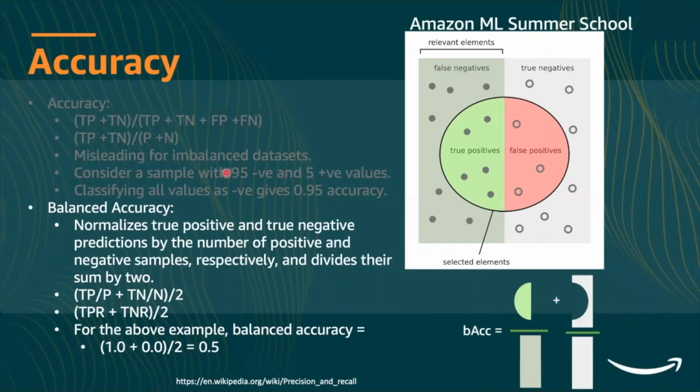So for the above example of 95 negative and 5 positive values, for the first negative class you get a true positivity rate of 1. For the other class, since you are not predicting anything, you get a true negativity rate of 0. You take the average and you get a value of 0.5. This is a better measure than accuracy, right? You're saying, hey, my model is 95% accurate, but you're not selecting anything about the other class. However, this takes into account the imbalance, and hence this is a better measure.